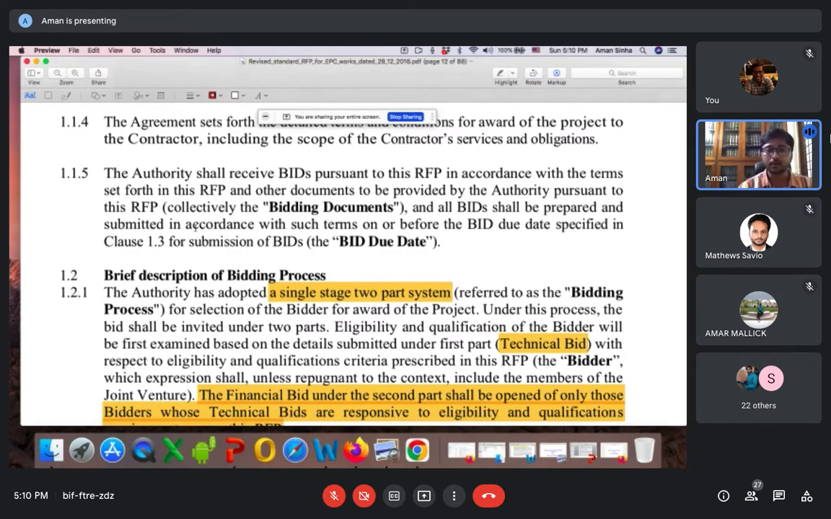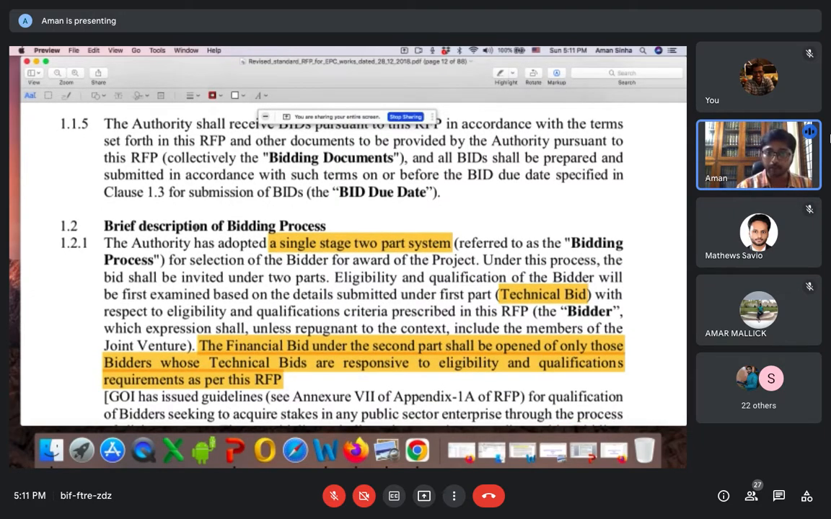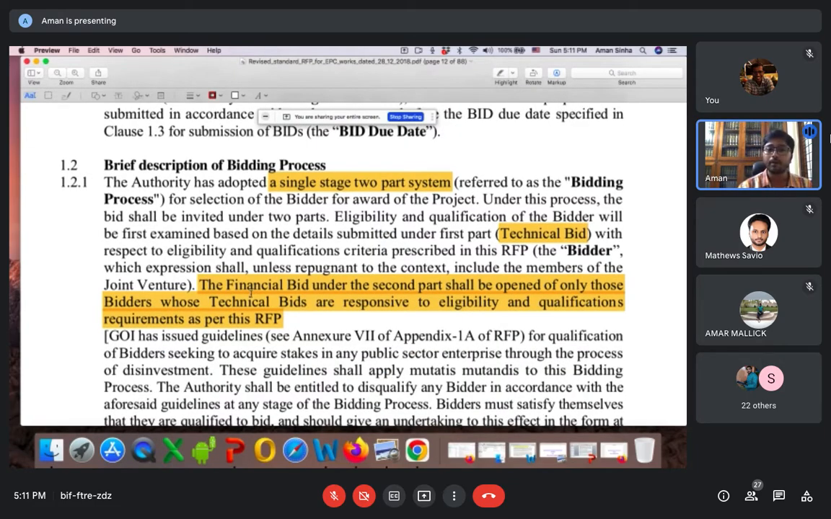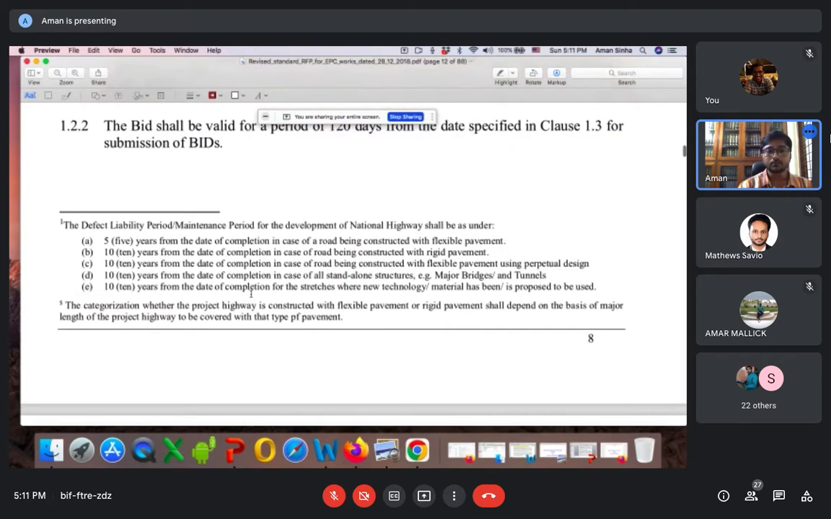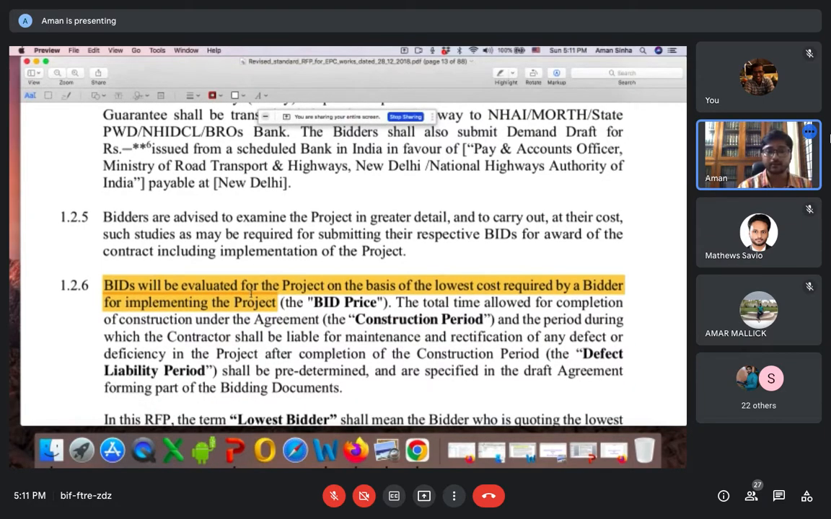The bidding usually happens in a single stage, two-part system, or single stage, one-part system. It depends upon the quantification of the project, the value of the project. When it says two-part system, it is usually the technical bid and the financial bid. The financial bid, the second part, will only be opened for those whose technical bids are responsive to eligibility and qualifications. It means that for the technical bid you must have previous experience to deal with such magnitude of construction which this RFP is providing to you. Am I making sense?